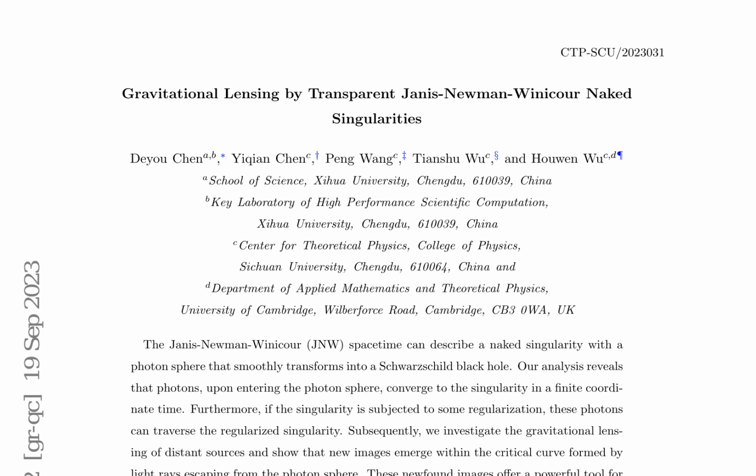Moreover, the study investigates the gravitational lensing of distant sources, revealing new images within the critical curve formed by light rays escaping from the photon sphere. These new images are considered a powerful tool for detecting and studying JNW naked singularities, as they offer a unique perspective on the singularity's effects on spacetime.